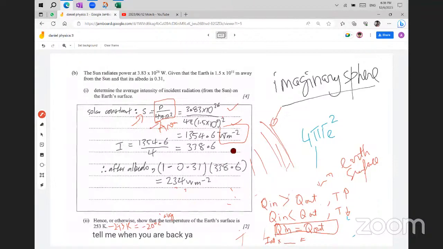As difficult as it is to imagine, this is very difficult for us, by the way. Radiation does not require any medium. So can Earth radiate out heat? Can or not?